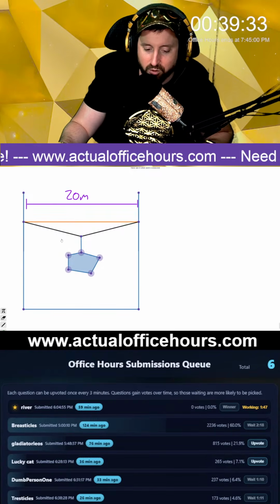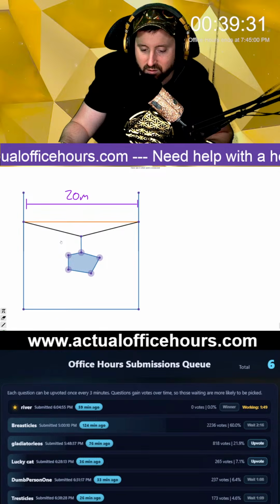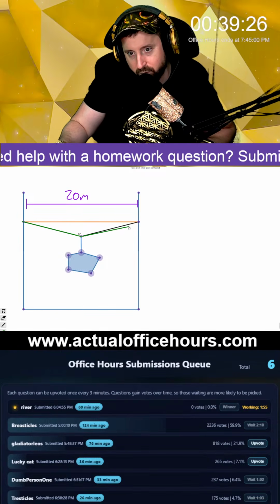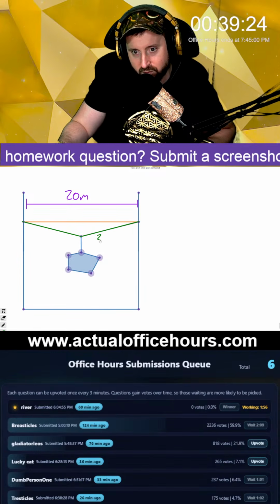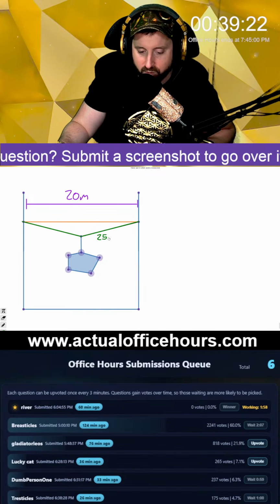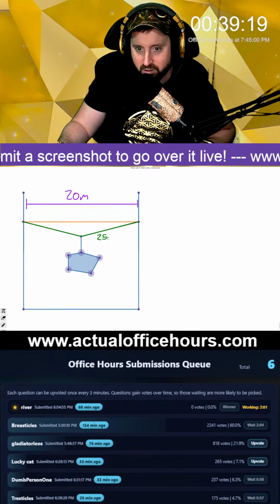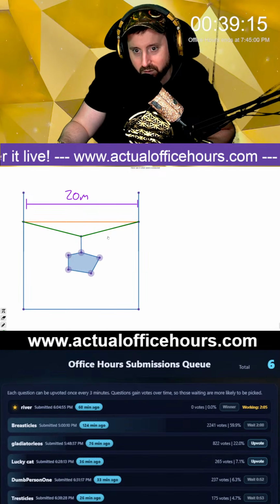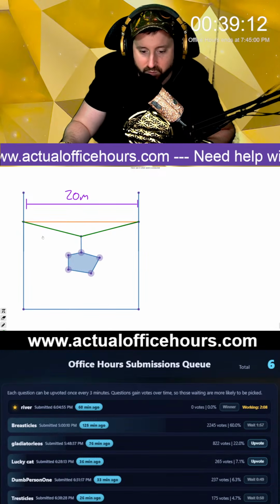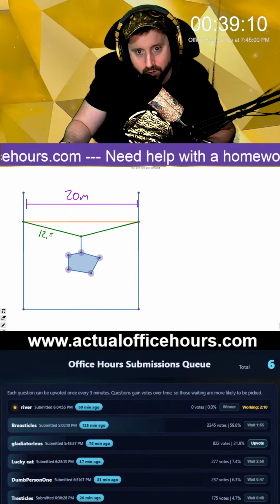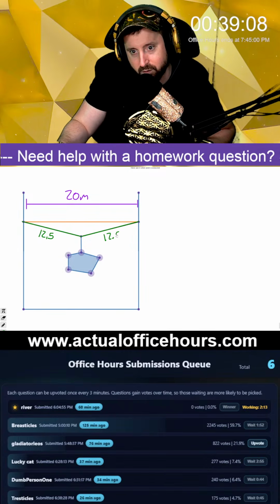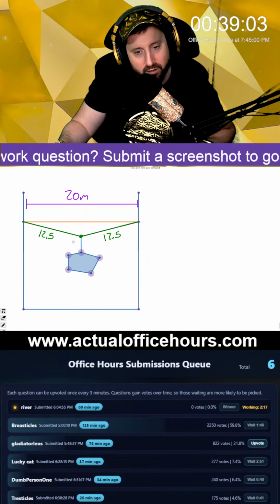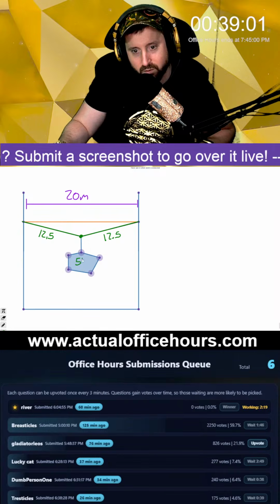Okay, does the rope have mass? No, it's non-extensible and massless. So then I'm okay with this. Where is the mass attached? The midpoint. Okay, should be a pretty easy question. I think so. 25 meters, so this is 12.5 and this is 12.5? Okay, cool. And then how much does this thing weigh? 5 kilograms. Okay, cool.